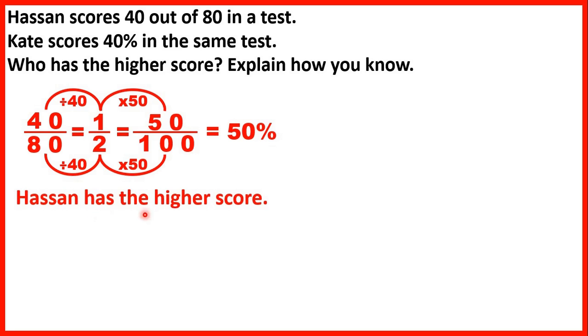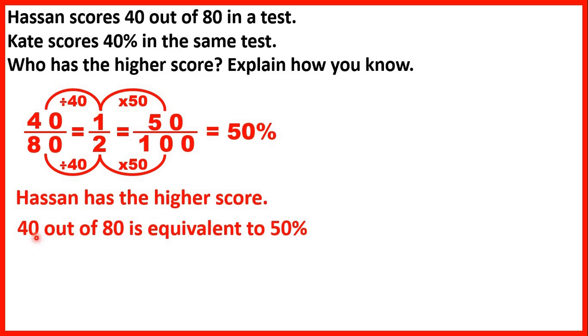That means Hassan has the higher score. 40 out of 80 is equivalent to 50%, and 50% is higher than 40%. Remember, we're told Kate only scored 40%. The other way to explain how we know is to work out what Kate scored. So to find 40% of 80.